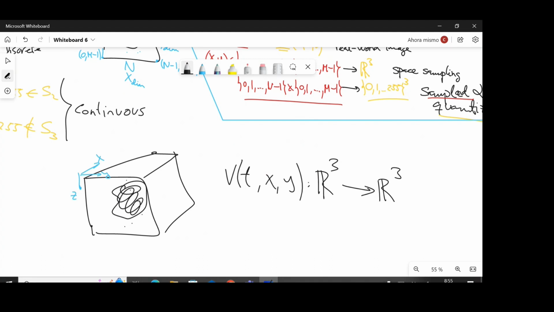And now we have a volume. So this is a video. Now we have a volume. And how many coordinates do you need? You need 3 coordinates. You need x, y, and z. So mathematically, actually, videos and volumes are the same. So they are the same kind of objects. Okay.